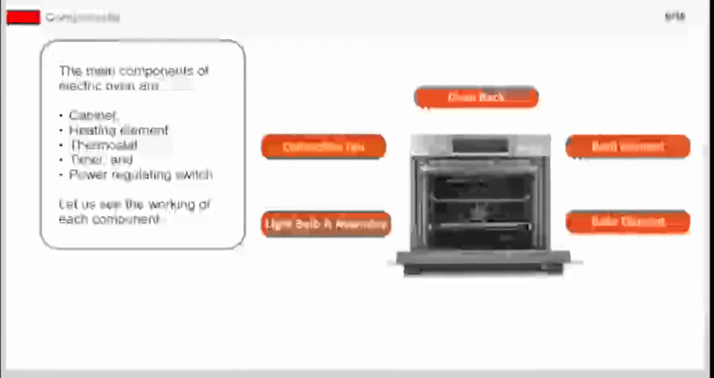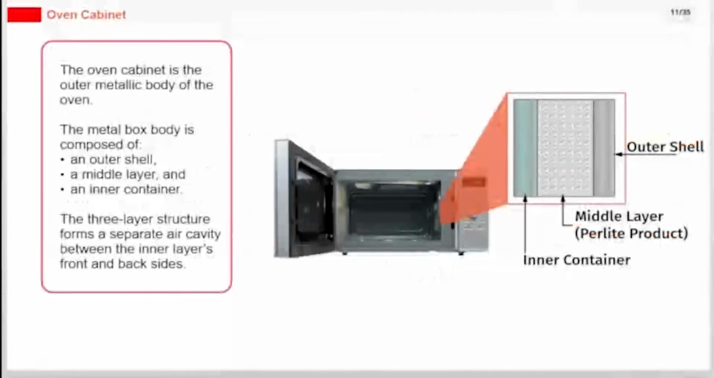Let us see the working of each component. The oven cabinet is the outer metallic body of the oven. The metal box body is composed of an outer shell, a middle layer, and an inner container. The three-layer structure forms a separate air cavity between the inner layer's front and back sides.